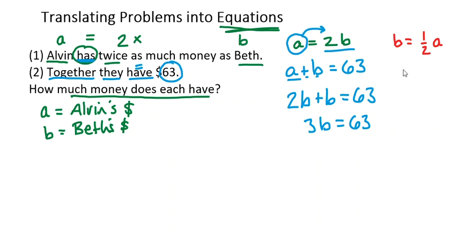So then we could say A plus 1/2 of A equals 63. And that's a little bit harder math problem, but we could do 1A plus 1/2 A is 3/2 A equals 63. Now, if we solve that second equation, we're going to find out how much money Alvin has. If we solve the first equation, we'll find out how much Beth has.